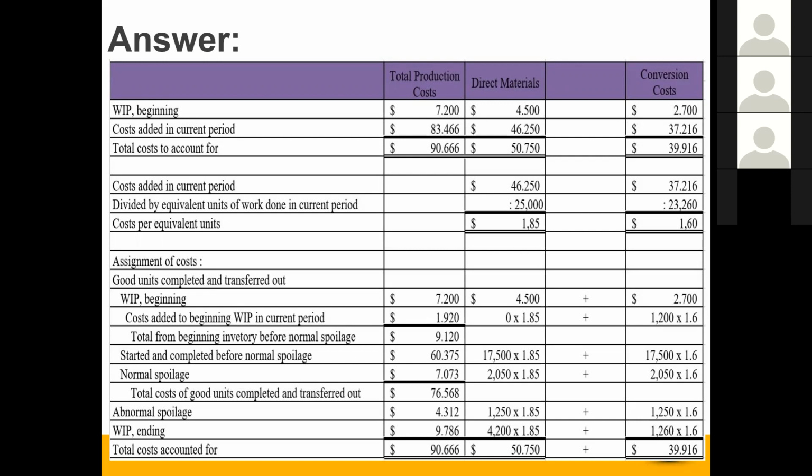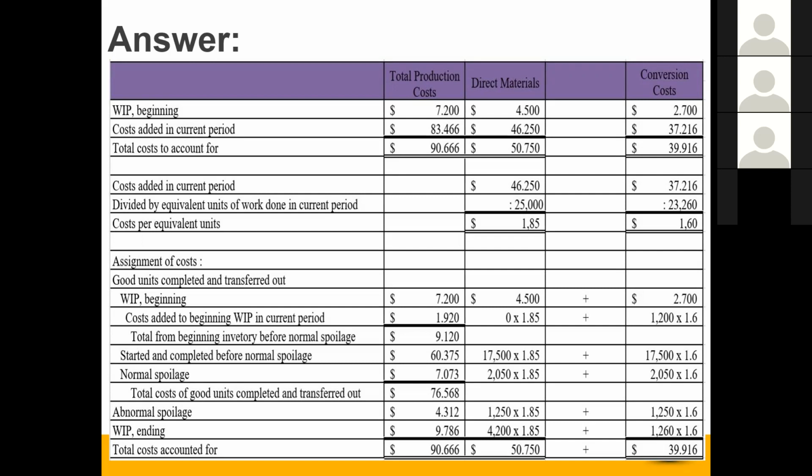And in the direct materials it is 46,250, and in the conversion cost it is 37,216. And the total cost accounted for, total production cost, is 90,666, and the total of direct material is 50,750, and the total for conversion cost is 39,916.